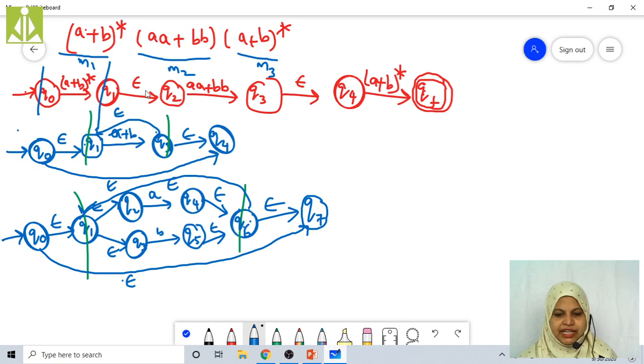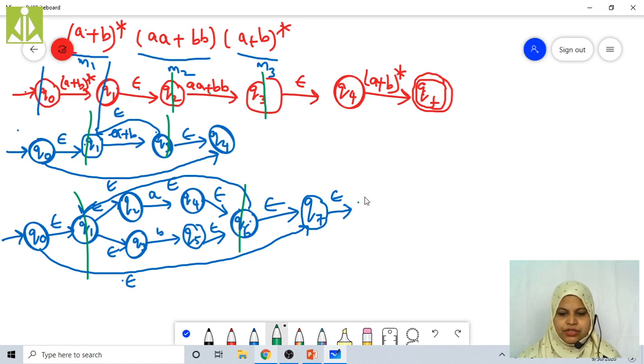Here an epsilon move is there, so I'm going to write epsilon here. I will change the pen and take green. Epsilon. Now I am going to solve this equation, Q2 to Q3. So AA plus BB. Here plus means union. So I am going to take here Q7, here epsilon is there. Now it is Q8. Now that is the union.